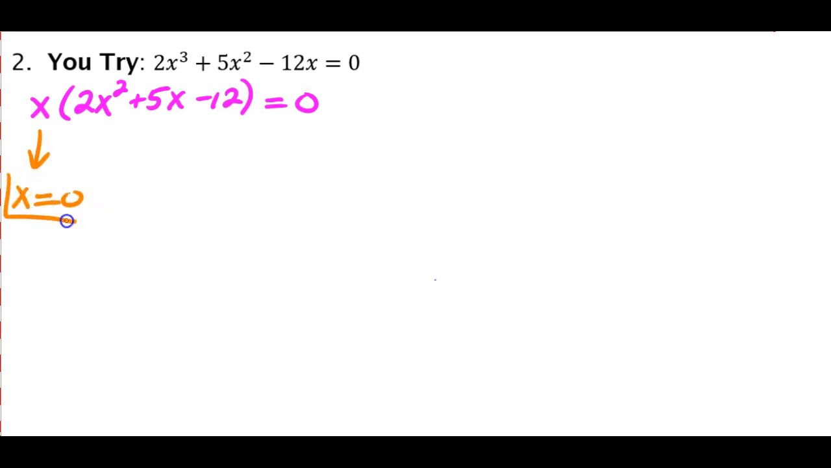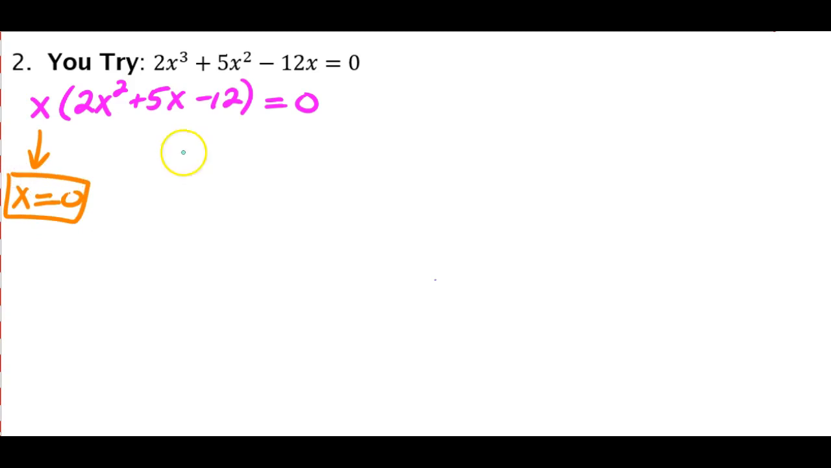The first thing we need to do with this problem is factor out a greatest common factor of x. I can see that all three terms have x to the first, so when I take that out, it leaves me with 2x squared plus 5x minus 12. So now at this point I can split it up into my two solutions, so my two parts of my answer here. My first part is going to be x equals 0, which automatically gives me one of my solutions.